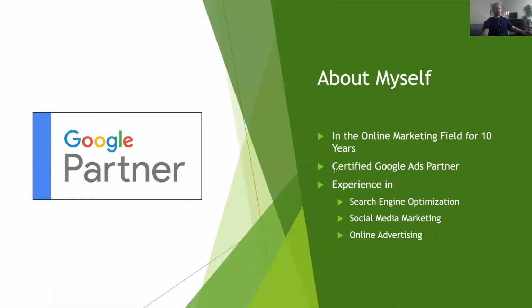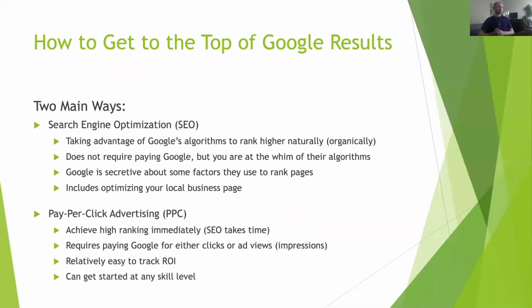Switch back over here, and we're going to talk a little bit about how to actually move up in Google search results and get as high as possible and even the top. There are two main ways to do this. First one is search engine optimization, or SEO, it's usually what it's called, and pay-per-click advertising, or PPC. And there are pros and cons to each one. We'll talk a little bit about what these are.